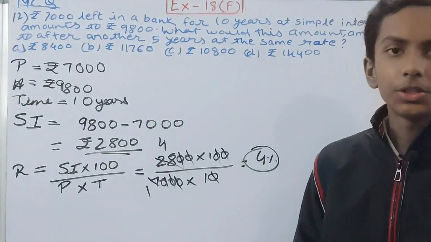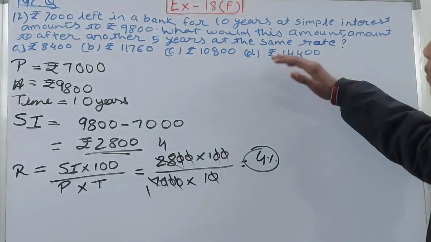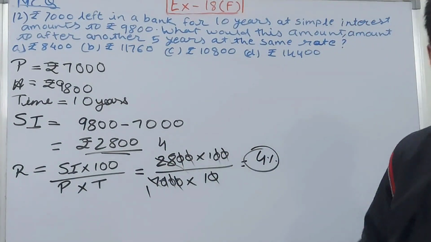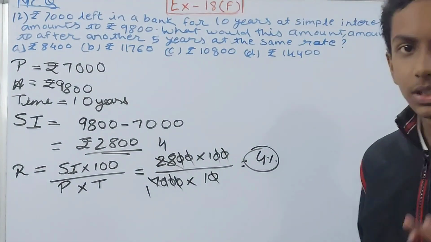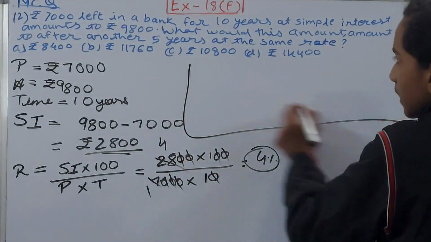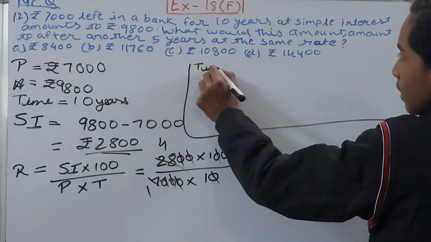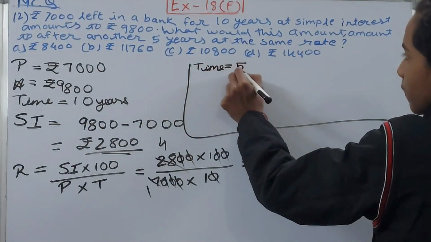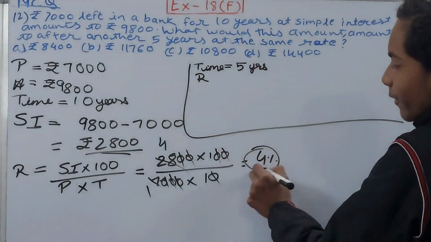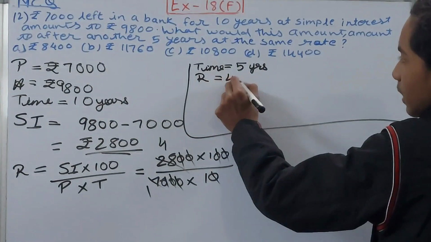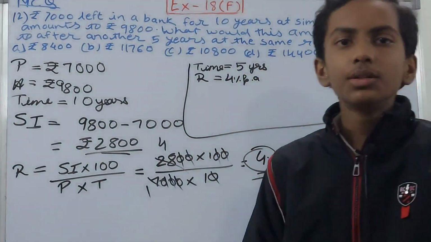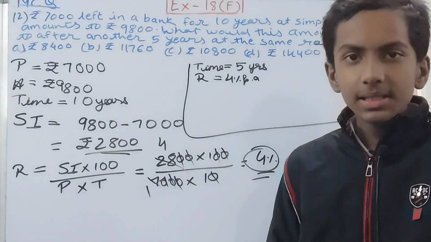Now we'll understand the question. It says what would this amount to after another 5 years. So time will be 5 years. This is very clear, given. So let's just do the thing here. Time equals 5 years, and the rate we have found out is 4% per annum, if you want to, you can mention it.